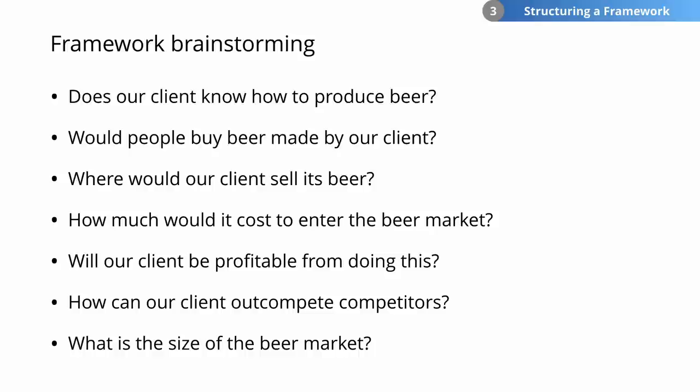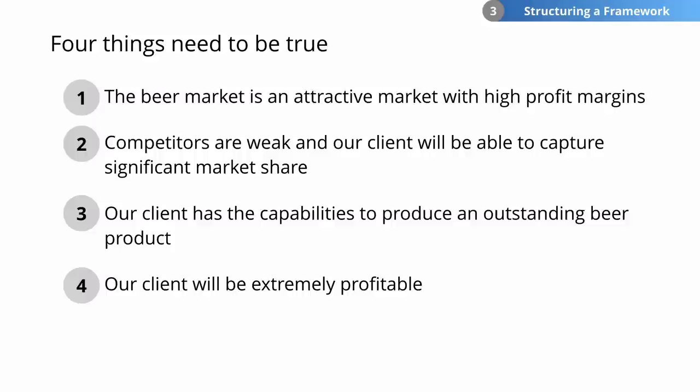This is not a very structured way of tackling the case. Instead, you should organize your ideas into a framework that has 3 to 4 broad areas, also known as buckets, that you want to investigate. An easy way to develop these buckets is to ask yourself, what are the 3 to 4 things that absolutely must be true for you to 100% recommend that the client should enter the beer market? In an ideal world, these 4 things would need to be true.